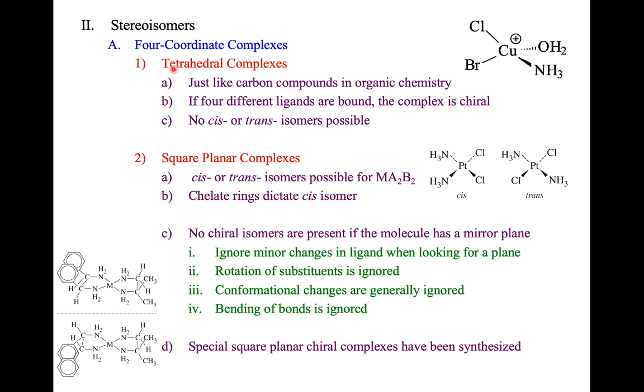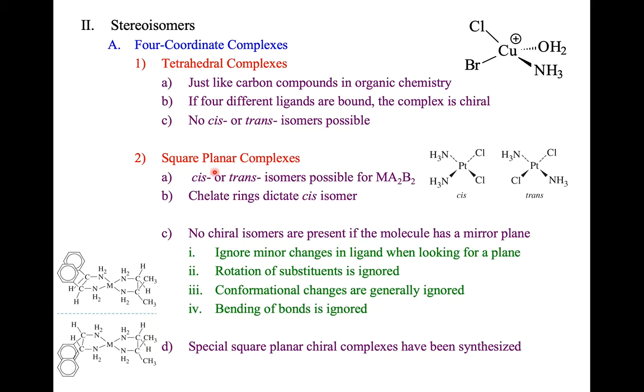So stereoisomers. For 4 coordinate, the 2 most common geometries are tetrahedral and square planar. For tetrahedral, we can have stereoisomers that work just like in organic chemistry. With a tetrahedral center, if we have 4 different groups attached, and this copper has chloride, bromide, water, and ammonia attached, then we have this configuration, and we have the non-superimposable mirror image. Okay, there's nothing like cis or trans that happens here. And if we have four different ligands bound, it's chiral, like the example that we have here.